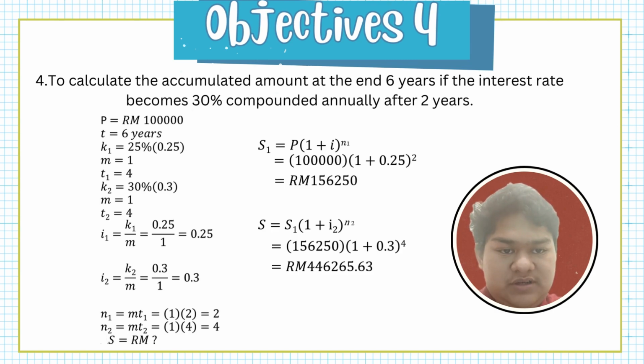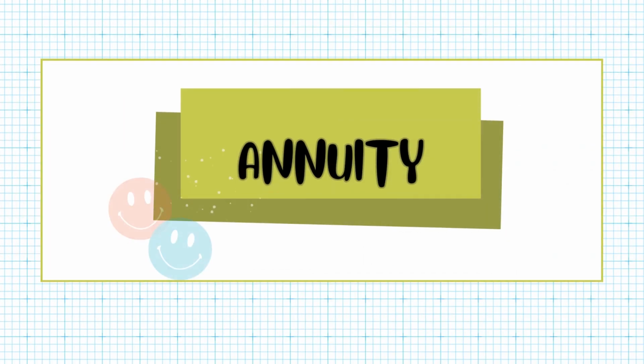S is equal to S1 times in bracket 1 plus I2 close bracket to the power of N2. S is equal to 156,250 ringgit times in bracket 1 plus 0.3 close bracket to the power of 4. S is equal to 446,265 ringgit and 63 cents.